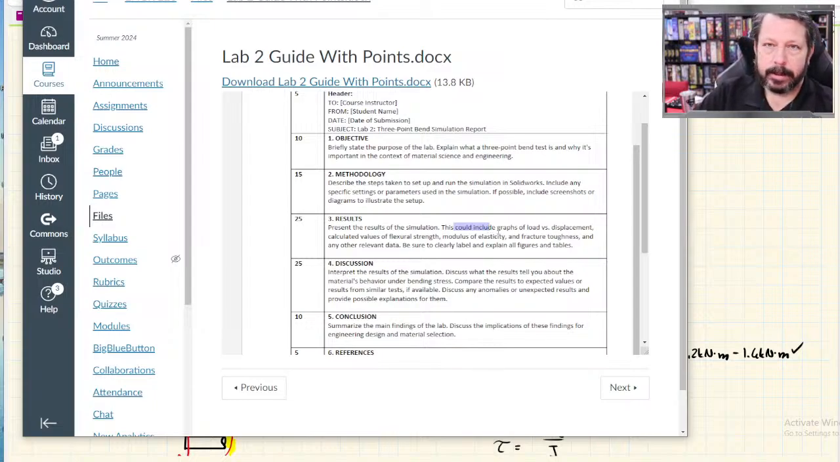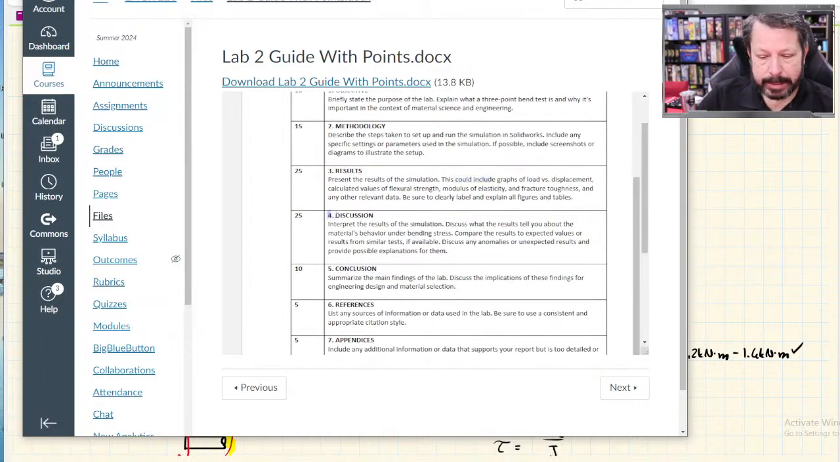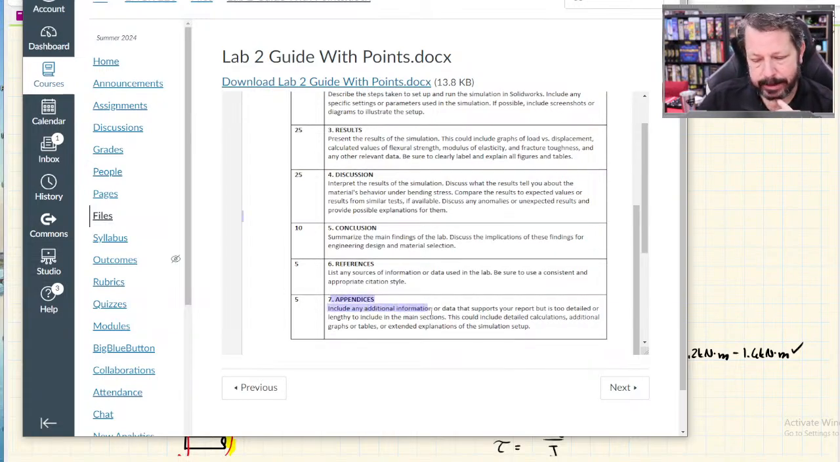These memos are not meant to be long. They're meant to be pretty straightforward. Then you discuss, based on what results you do show, maybe it's the stress analysis, you pick out something to talk about. And then if you had any references, if you grab stuff from the YouTube video, that's a reference. There's probably not any appendices in this one, but if you have any, then you can put those in here.